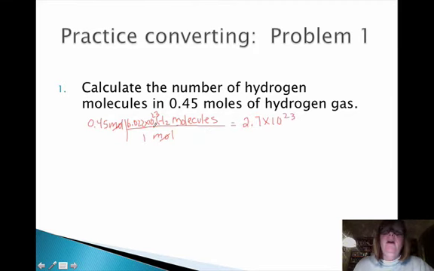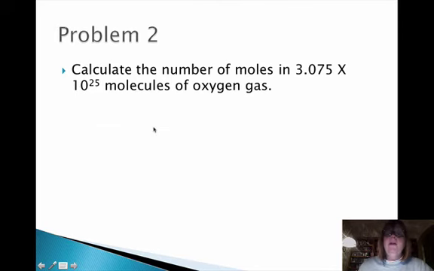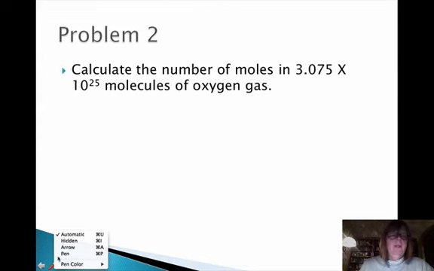So not hard at all. If you have moles and you want atoms or molecules, you just multiply by Avogadro's number. Okay, now the other thing we can do is go backwards. You can start with molecules or you could start with atoms, and then you can go to moles.